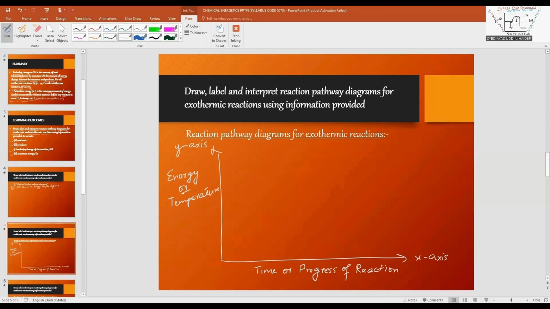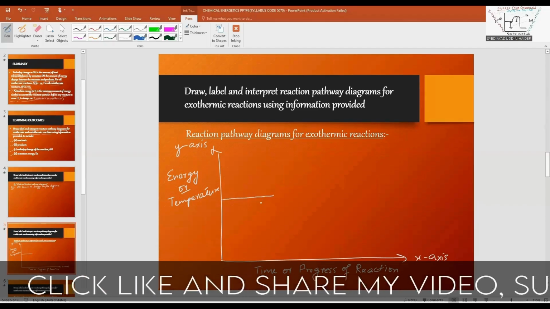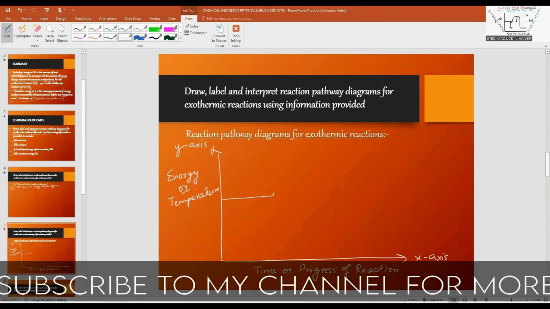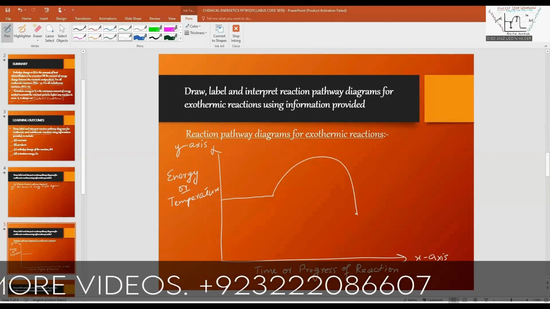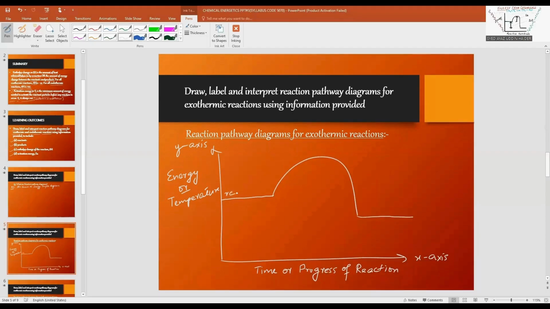Now I will draw the line for reactants and products. This is the energy profile diagram or reaction pathway diagram for an exothermic reaction. This is the line for reactants. Then we have to draw the hump, and this is the product. Let me write reactants, products.